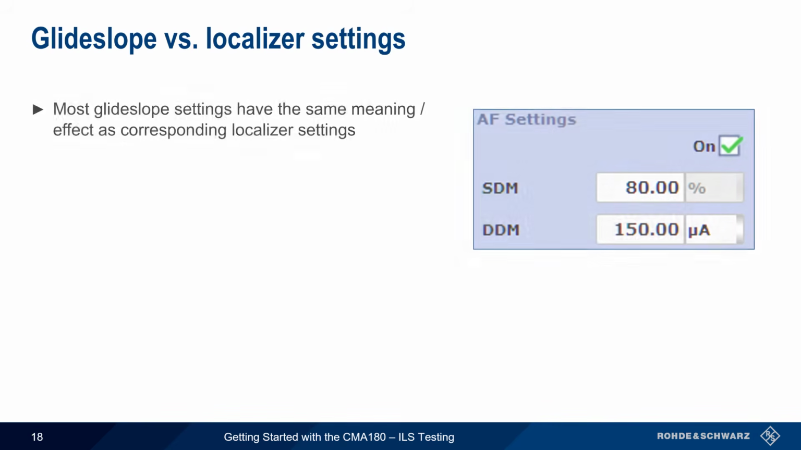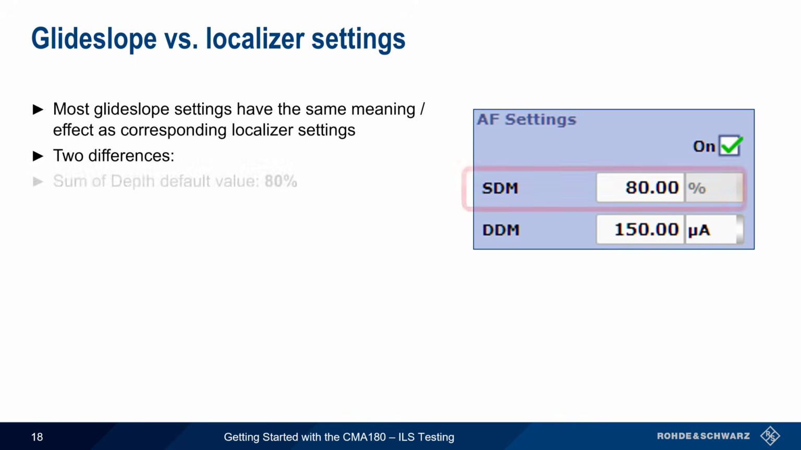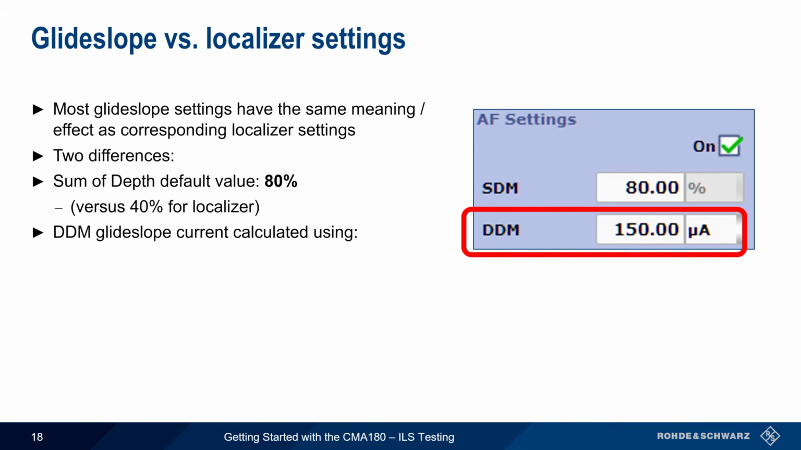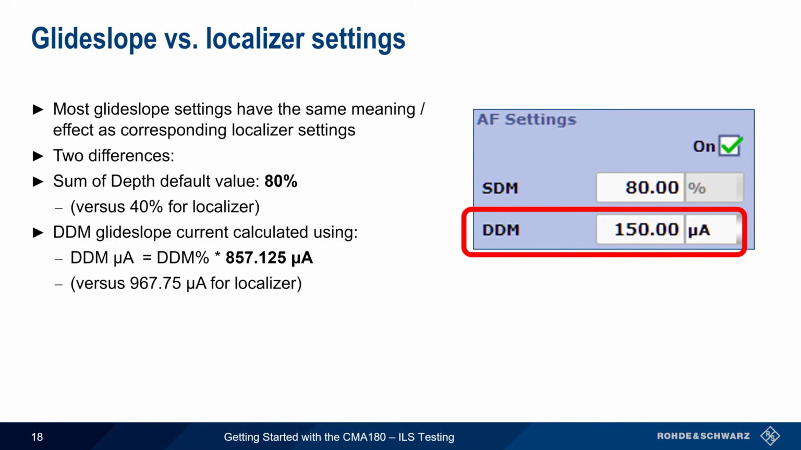Most of the other glide slope amplitude settings on the CMA have the same meaning or effect as their localizer counterparts. There are, however, two differences to make note of. First, the default sum of depth of modulation for glide slope is 80%. This is different from the value of 40% in localizer. The second is that the DDM glide slope current is calculated using the scaling factor 857.125 microamperes. In localizer, the scaling factor was 967.75 microamperes.